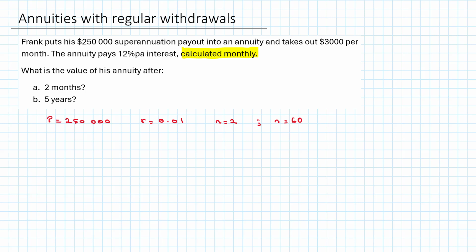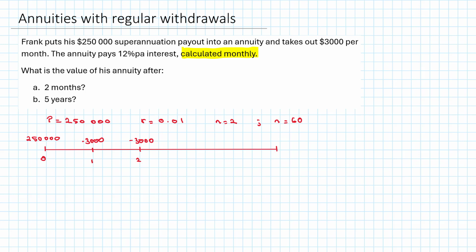I am again going to start with the number line because it helps me identify what's going on. It's a nice visual aid to make sure I don't make mistakes. We're starting with 250,000 at the beginning, on the first day. Then at the end of the first month, I am withdrawing $3,000. And at the end of the second month, I am withdrawing another $3,000.